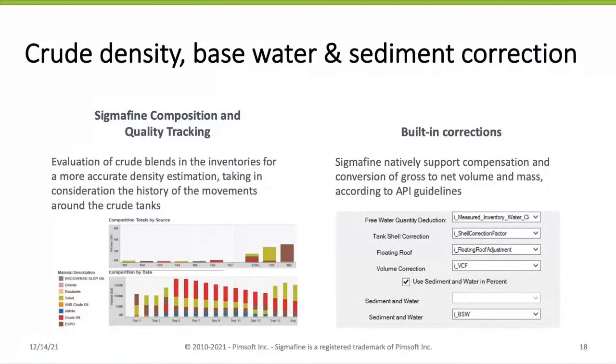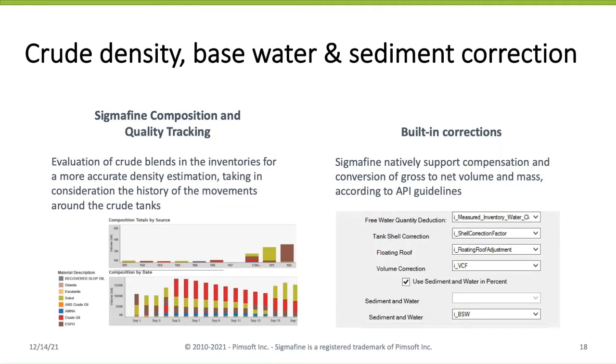Another source of gross error is related to the conversion from volume to mass basis, especially in the crude area. One issue is related to the density, which might not be adequate enough. On this side, the composition and quality tracking algorithm can take care of the different blends of crudes. So if you monitor the type of crudes, you have some measurements, plus the quality tracking, you can have a more detailed estimation day by day or even hour by hour of how the density is changing.